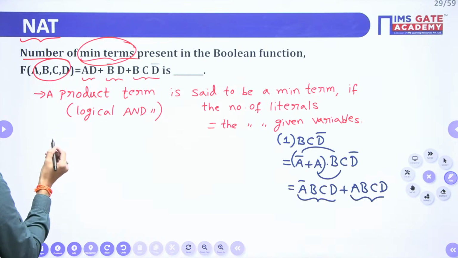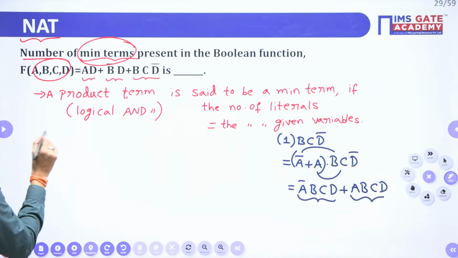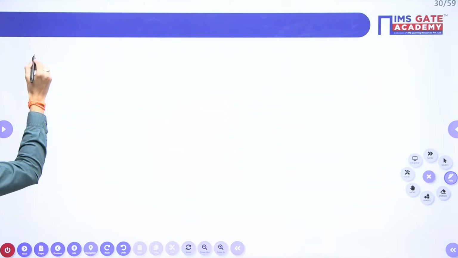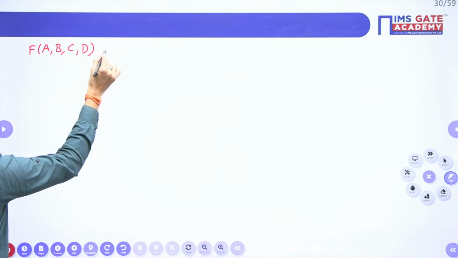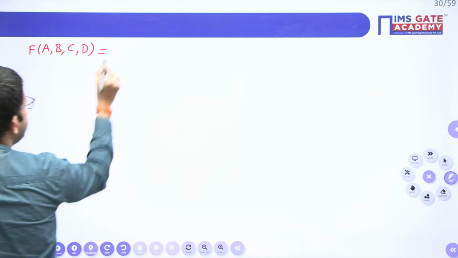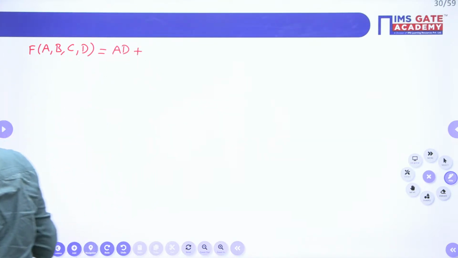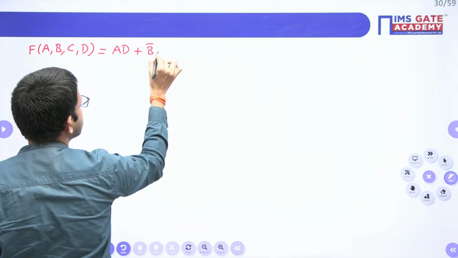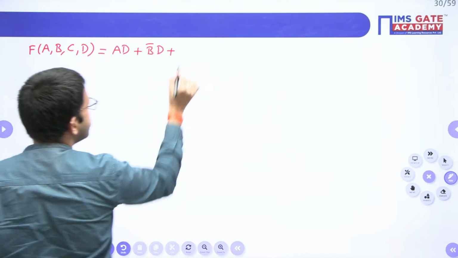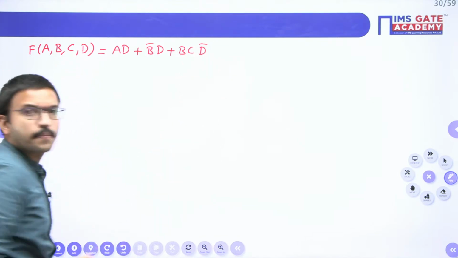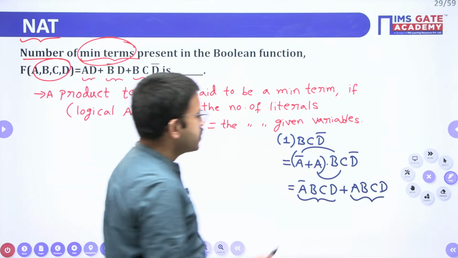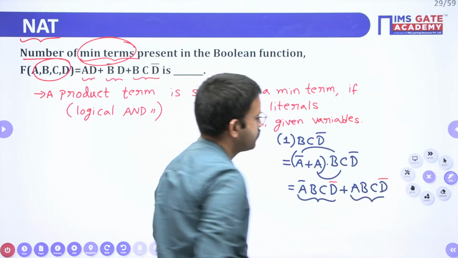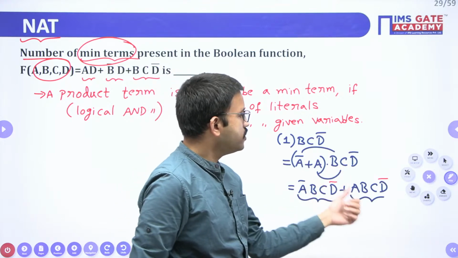See, it is very simple. I will write here the given function f of ABCD equal to AD plus B bar D plus BC D bar. This is the given function. So, first what you have to do? Yes, correct, you are right. A bar BC D bar, A BC D bar. Correct.